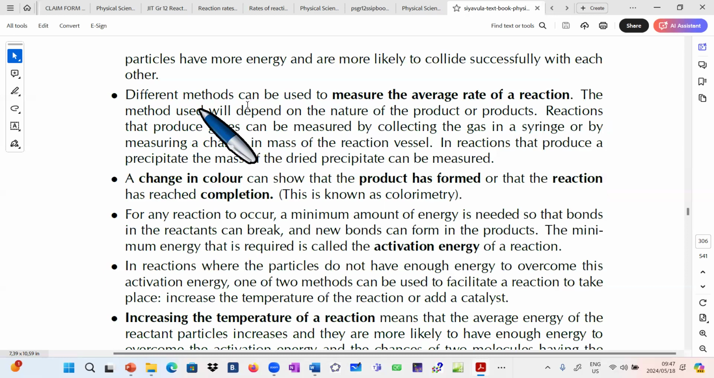Okay, let's look at the different methods that can be used to measure the average rate of a reaction. The method used depends on the nature of the product or products. Reactions that produce gases can be measured by collecting gas in a syringe or by measuring a change in mass of the reaction vessel. In reactions that produce a precipitate, the mass of the dried precipitate can be measured.